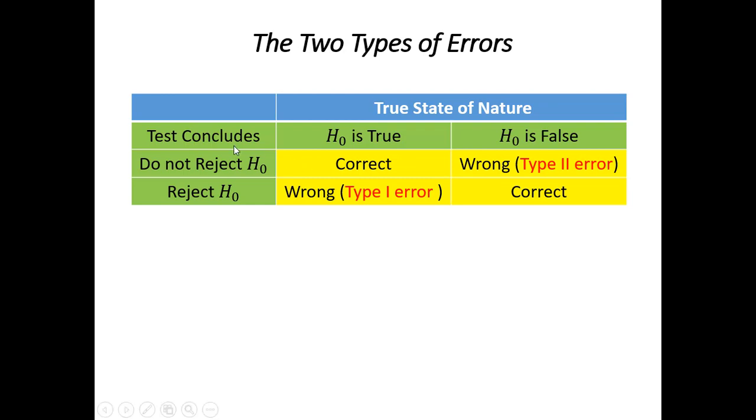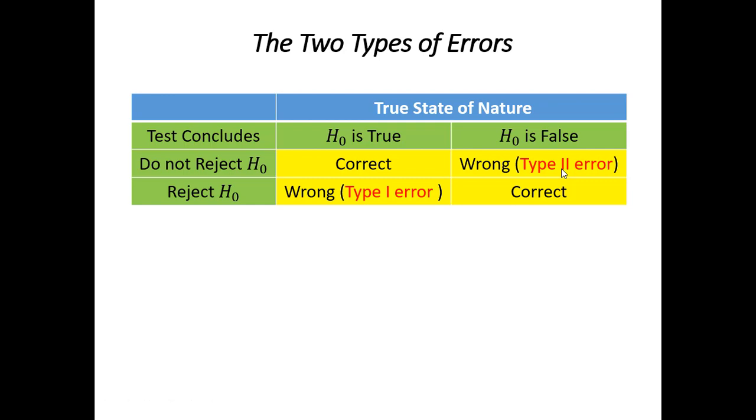But if the test concludes that we should reject the null hypothesis, then an error was made, and this type of error is what we call a type 1 error. On the other hand, if the true state of nature is that the null hypothesis is false, and let's just skip down here, and we determine from our test to reject the null hypothesis, we get it right over here. But if we do not reject the null when it's false, then we have it wrong.